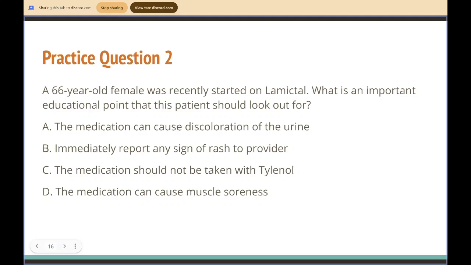Now, practice question 2. A 66-year-old female was recently started on Lamictal. What is an important educational point that this patient should look out for? Choice A, the medication can cause discoloration of the urine. Choice B, immediately report any sign of rash to provider. Choice C, the medication should not be taken with Tylenol. And choice D, the medication can cause muscle soreness. Give everyone a chance to respond.